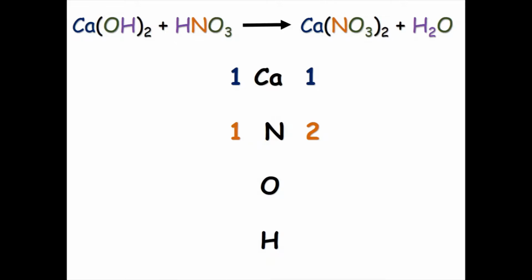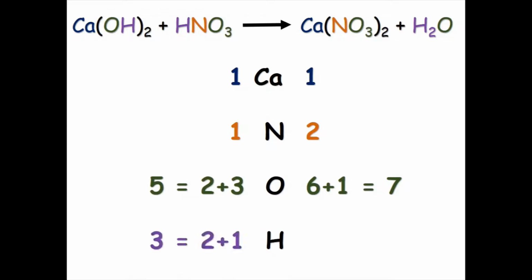Now for the oxygen, we have two oxygen atoms from the calcium hydroxide, and then we have three oxygen atoms from the nitric acid, and that makes 5 on the left. On the right we have 6 oxygen atoms from the calcium nitrate plus 1 from the water, which makes 7 in total. For the hydrogen, we have 2 hydrogen atoms in the calcium hydroxide and 1 in the nitric acid, which makes 3 on the left hand side for the reactants. On the right side for the products, we only have 2 hydrogen atoms in the water.